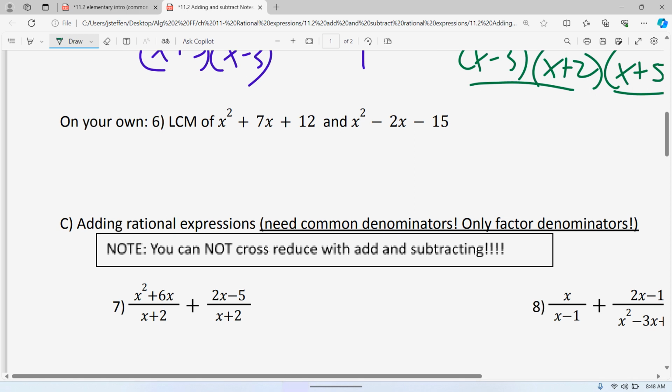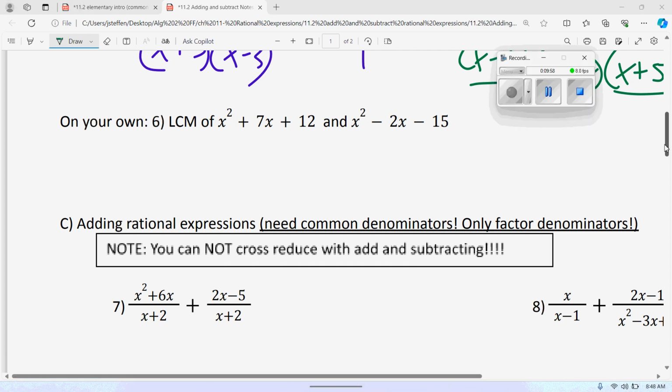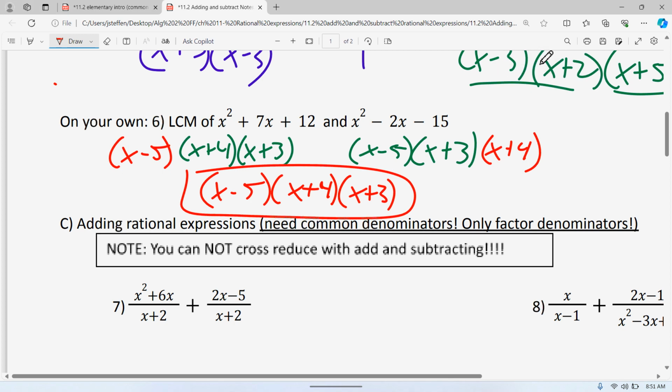Go ahead and do number 6 on your own real quick. For time purposes, I kind of want to skip this one, but in my opinion, this is the hardest part of the day, the key thing you need to know. So go ahead and do this one on your own, and then we'll move on to the next couple problems.